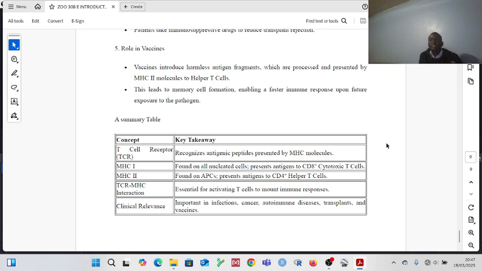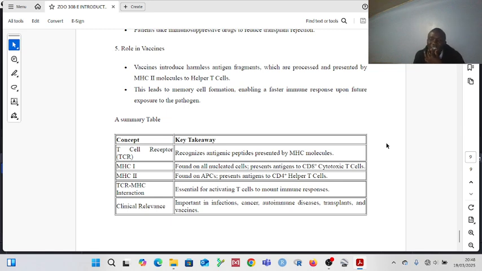So the easiest way to remember, when you're talking of MHC class 1, you have a CD8 and a CD4. So class 1 goes with a CD that has a higher number. So MHC class 1 has a CD8. It presents antigens to CD8 cytotoxic T cells. MHC class 2 presents antigens to a CD that has a lower number, so CD4 helper T cells.